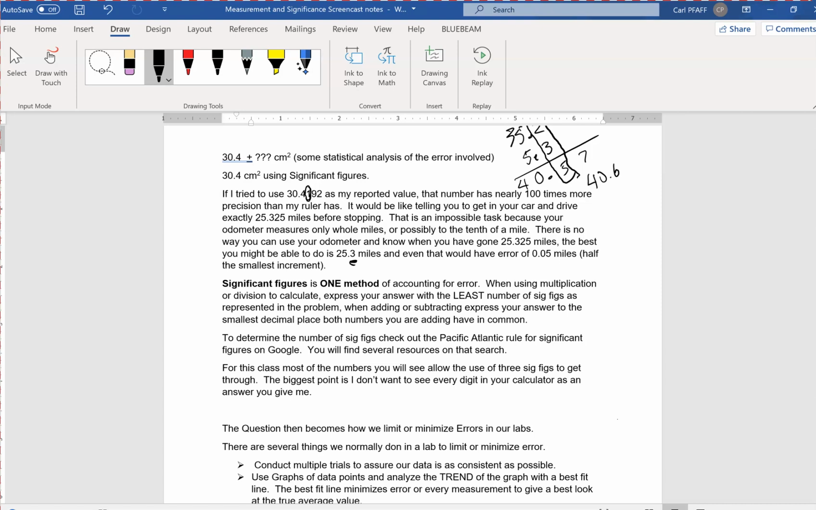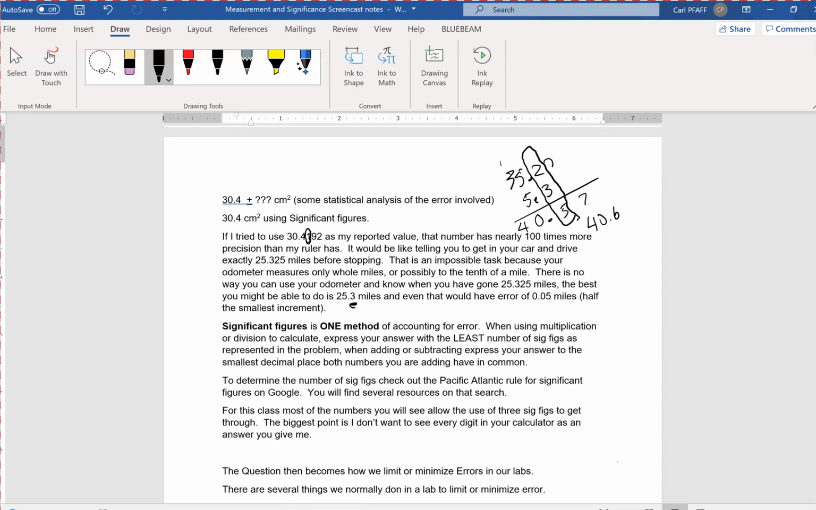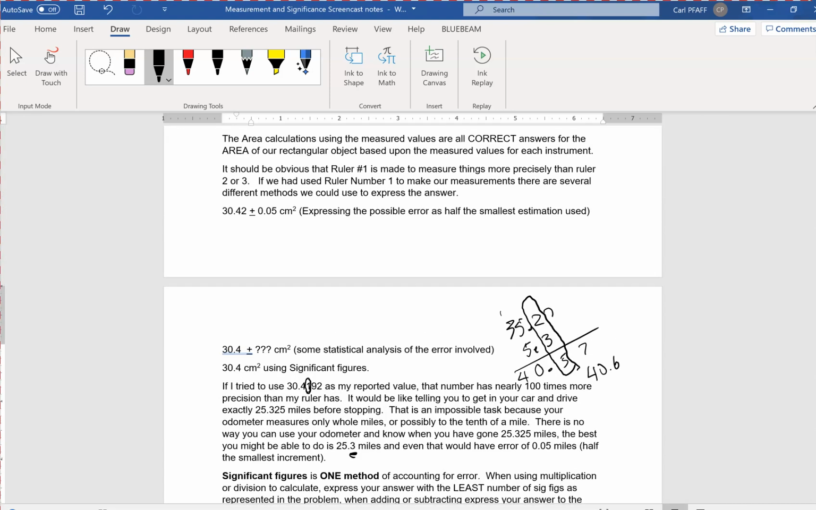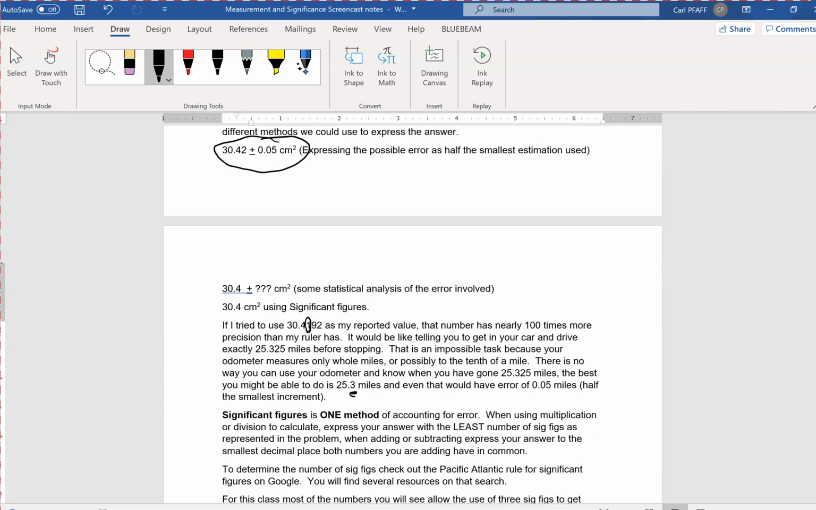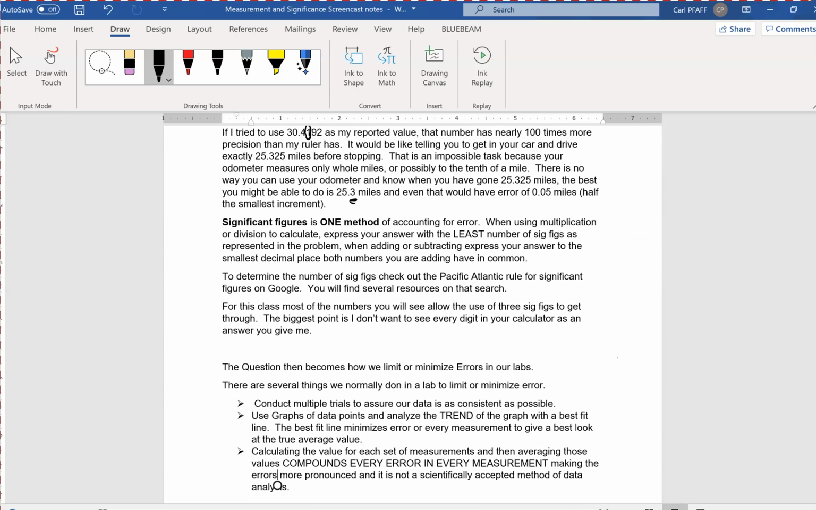Really, if you use 3 sig figs on most of your answers, you're not going to have any problems. They'll talk about some error stuff on the AP exam, and sometimes they ask what possible values are, and we'll go over that before we get there, as we get later in the year and start reviewing. For us, the big thing becomes, how are we going to limit or minimize the amount of errors when we do lab?